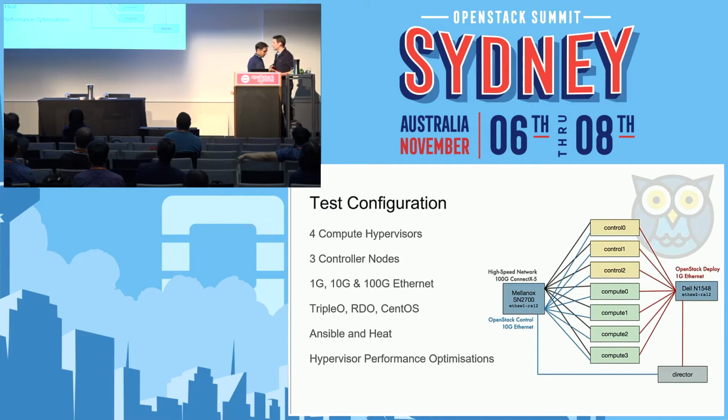We did a little experimentation here, and we put together a test system which was made available at Cambridge University in the development environment there. We have a 100 gig network, a 10 gig network, and a 1 gig network. We have 4 compute nodes and 3 control plane nodes, although we only really needed to use one of those.